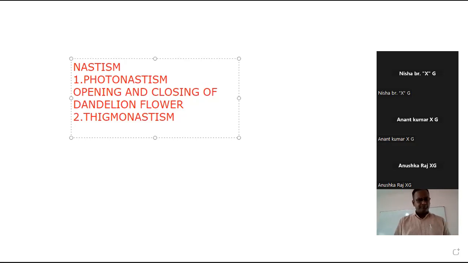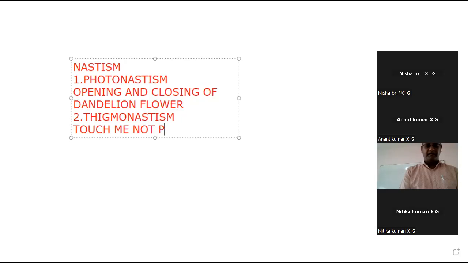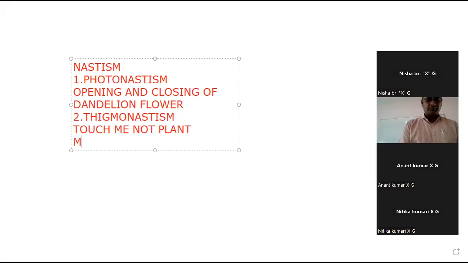Thigmonastism: non-directional movement due to touch. Very good. Non-directional movement in response to touch. Now, the best example for this is the touch-me-not plant. The scientific name of the touch-me-not plant is Mimosa pudica. This is the scientific name of the touch-me-not plant.